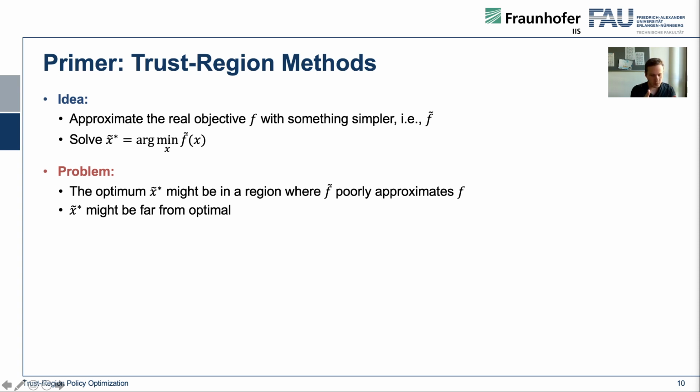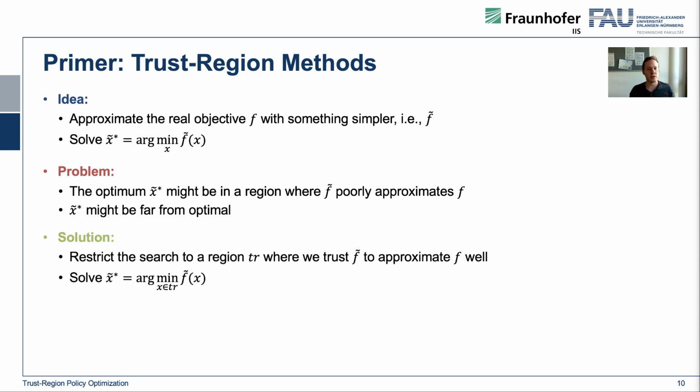However, what's the problem in trust region methods if you use them like this? If you formulate your optimization problem through a locally approximated surrogate function, you might end up in a region where your surrogate function only poorly approximates your real function. This means that the parameters you come up with might be far from optimal, because you used a poorly approximated version of your real function.